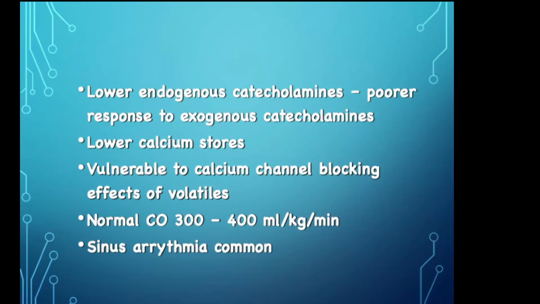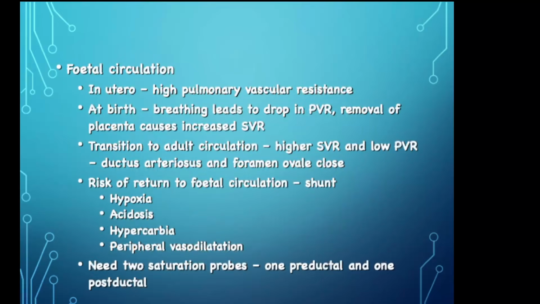I would strongly encourage, if you're administering catecholamines, to give these children a dose of hydrocortisone, 1 to 2 milligrams per kilogram, as well as make sure that their ionized calcium on the blood gas is above 1.2 at all times. They have lower calcium stores. You need calcium to constrict, vasoconstrict. You need calcium to constrict your alveoli. You need calcium to beat your heart. So they're very vulnerable to the calcium channel blocking effects of volatiles. And they have a very high resting cardiac output.